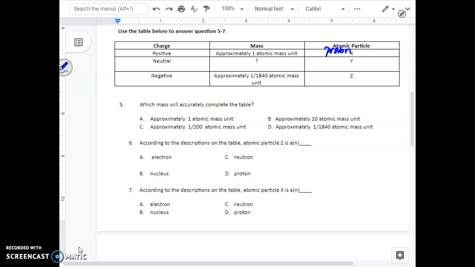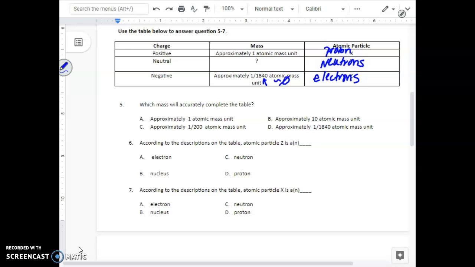Well, the only ones that are neutral, again, we've got the nucleus. Neutrons are neutral, remember? So these are the neutrons. And the negative, the only negative one is the electrons. And we also know that the electrons are the teeny weeny little tiny ones that are on the shell. That's the mass, it's practically zero.